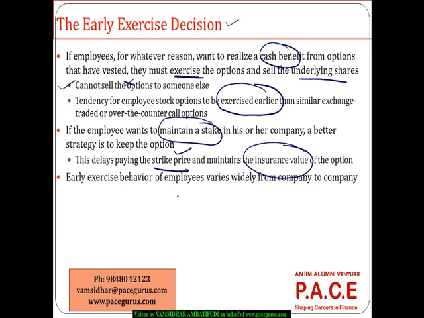So if my intention is to maintain a stake, I would exercise almost towards the end. And one thing which we see is that, depending on the kind of company and the number of different types of employees within the company, the early exercise behavior of employees changes from company to company.